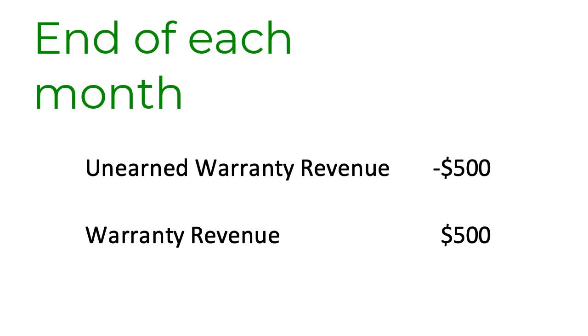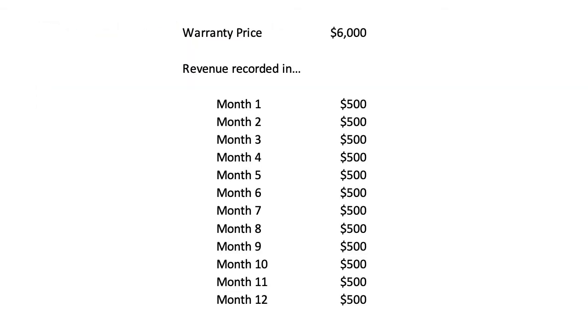At the end of each month, the accountant would record an entry like this. Revenue is increased by $500, and the unearned warranty revenue account is decreased by $500. If all goes well, at the end of the 12-month warranty period, you will have recorded the full $6,000 of revenue and have no liability balance remaining. Let's look at one more example.